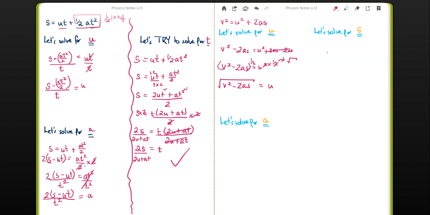Basic. Now we want to solve for s. So we're going to say v squared minus u squared is equal to u squared minus u squared plus 2as. This goes. So that's v squared minus u squared equals 2as.